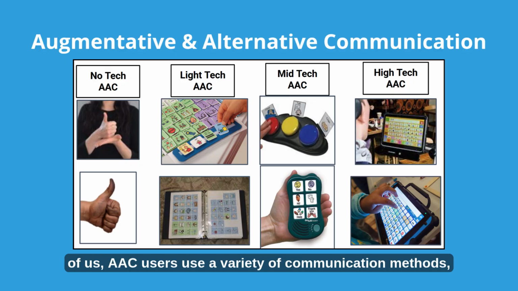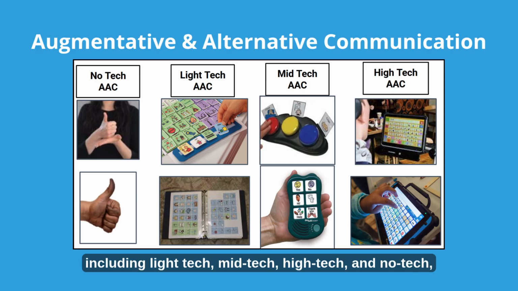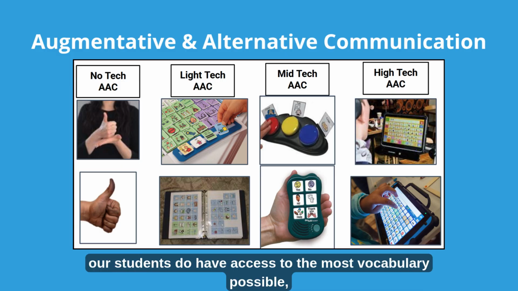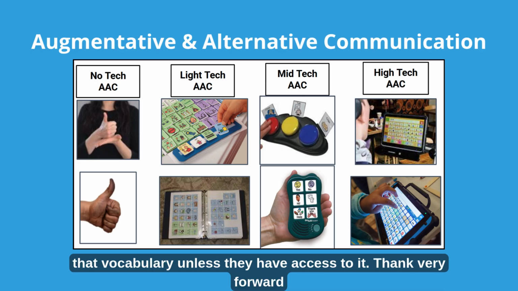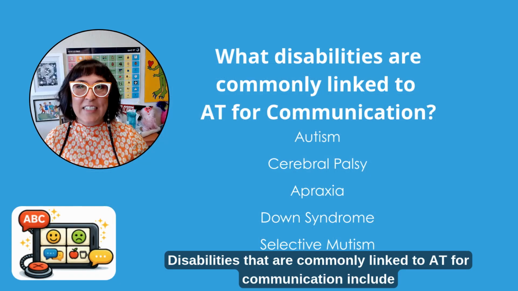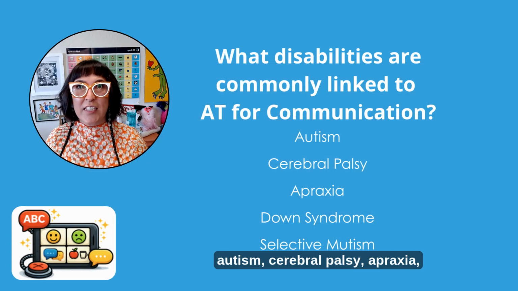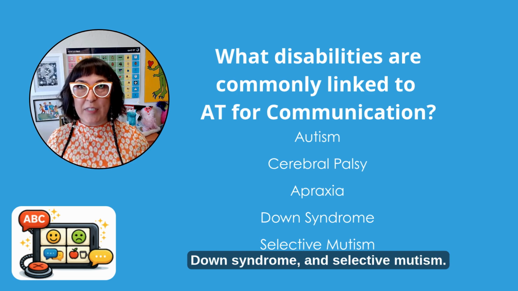Just like any of us, AAC users use a variety of communication methods, and your AAC users may use multiple methods, including light tech, mid tech, high tech, and no tech. But we always want to make sure that our students do have access to the most vocabulary possible because they're never going to be able to learn and use that vocabulary unless they have access to it. Disabilities that are commonly linked to AT for communication include autism, cerebral palsy, apraxia, Down syndrome, and selective mutism.